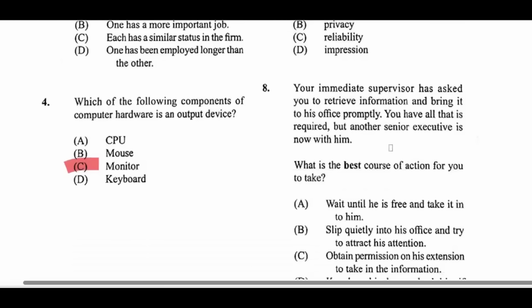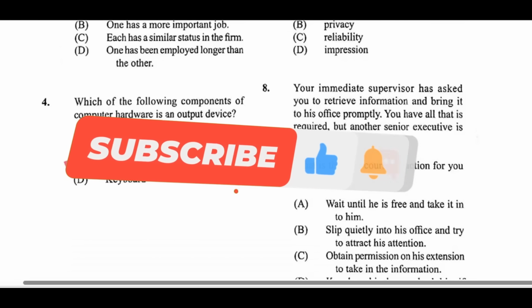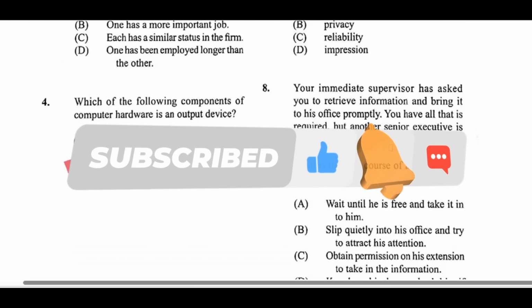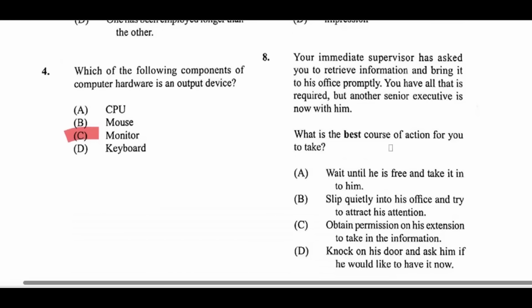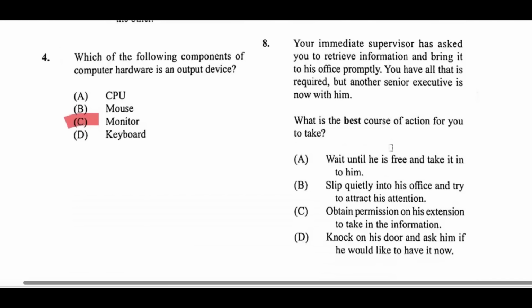Number 8. Your immediate supervisor has asked you to retrieve information and bring it to his office promptly. You have all that is required, but another senior executive is now with him. What is the best course of action for you to take? This is a new question. Best course of action. Let's see. Wait until he is free and take it to him.